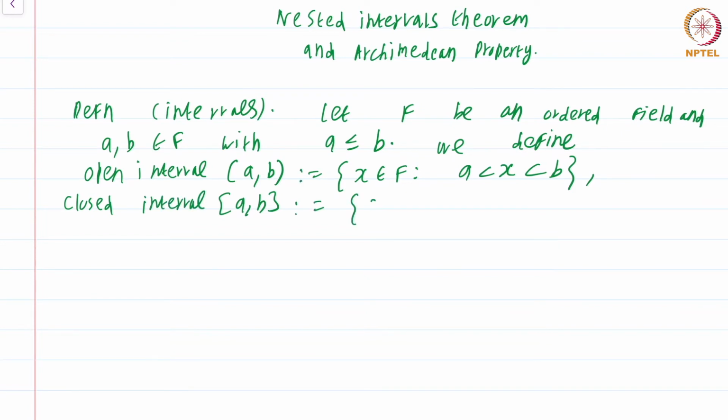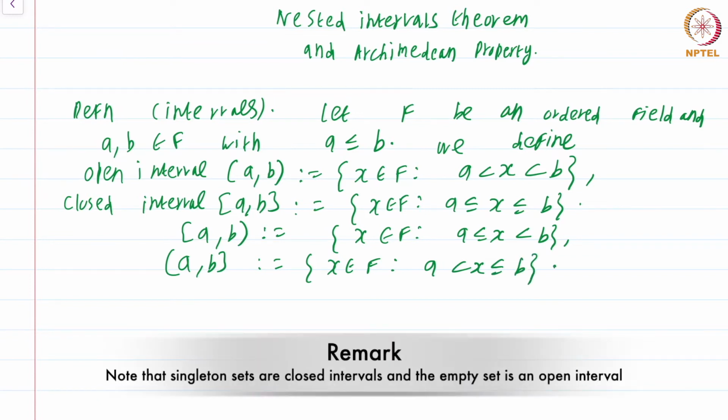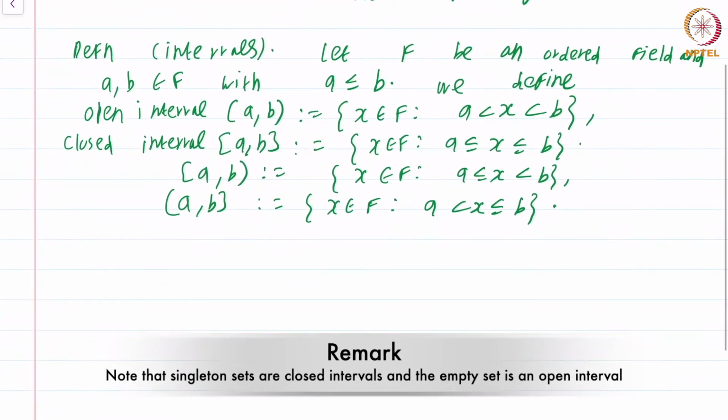[a, b] is the set of x in F such that a is less than or equal to x less than or equal to b. Then we also have these half open half closed type intervals. [a, b) is x in F such that a is less than or equal to x less than b, and (a, b] is x in F such that a is less than x but less than or equal to b. So the first one is called the open interval, the second one is called the closed interval.